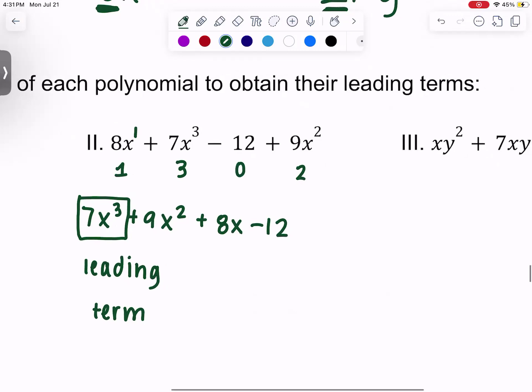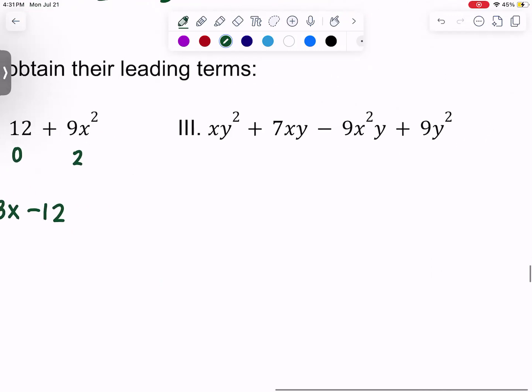Number 3, x is raised to the invisible 1. Y to the 2nd has a degree of 3. 7xy has a degree of 2. There's 1x, there's 1y. The third one has a degree of 3. And the last one has a degree of 2.